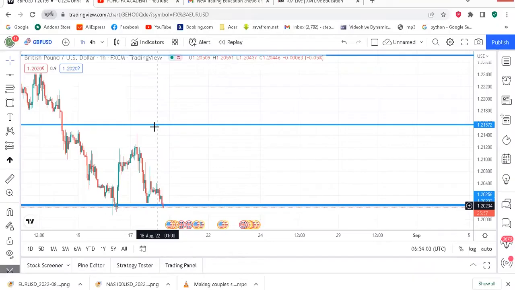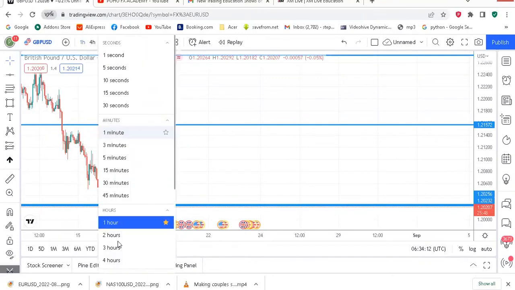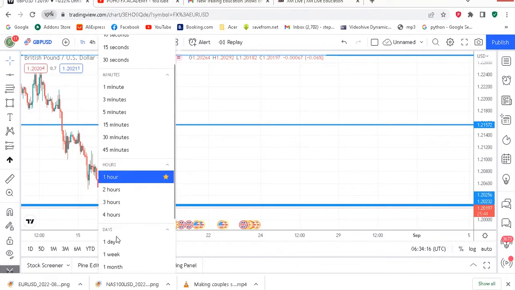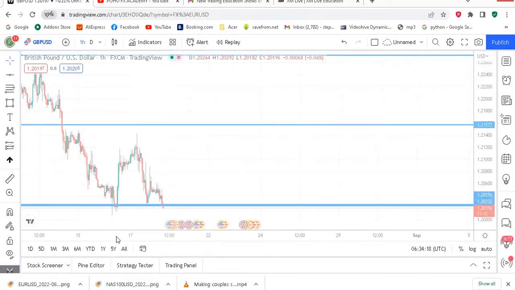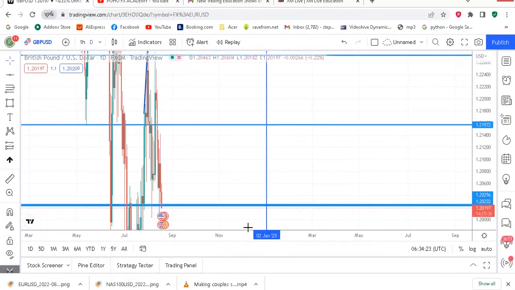Okay, we're back on GBPUSD. I had my previous analysis here. Let me see, I don't know if I should use it. Okay, let me just use it.